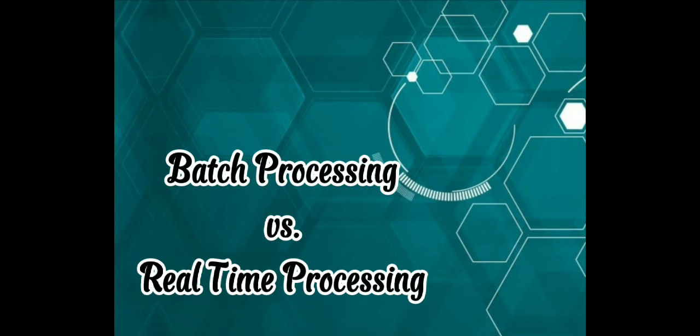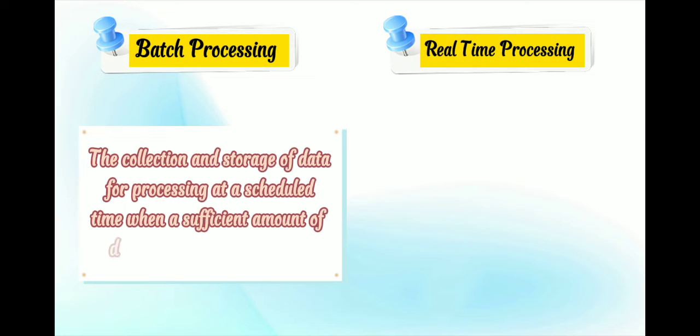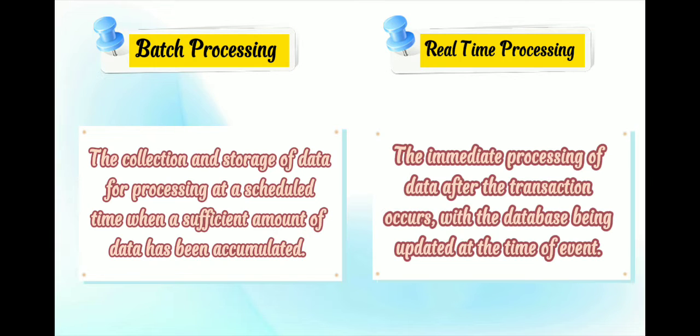Number 6. Batch processing versus real-time processing. Batch processing is the collection and storage of data for processing at a scheduled time when a sufficient amount of data has been accumulated, while real-time processing is the immediate processing of data after the transaction occurs, with the database being updated at the time of the event.